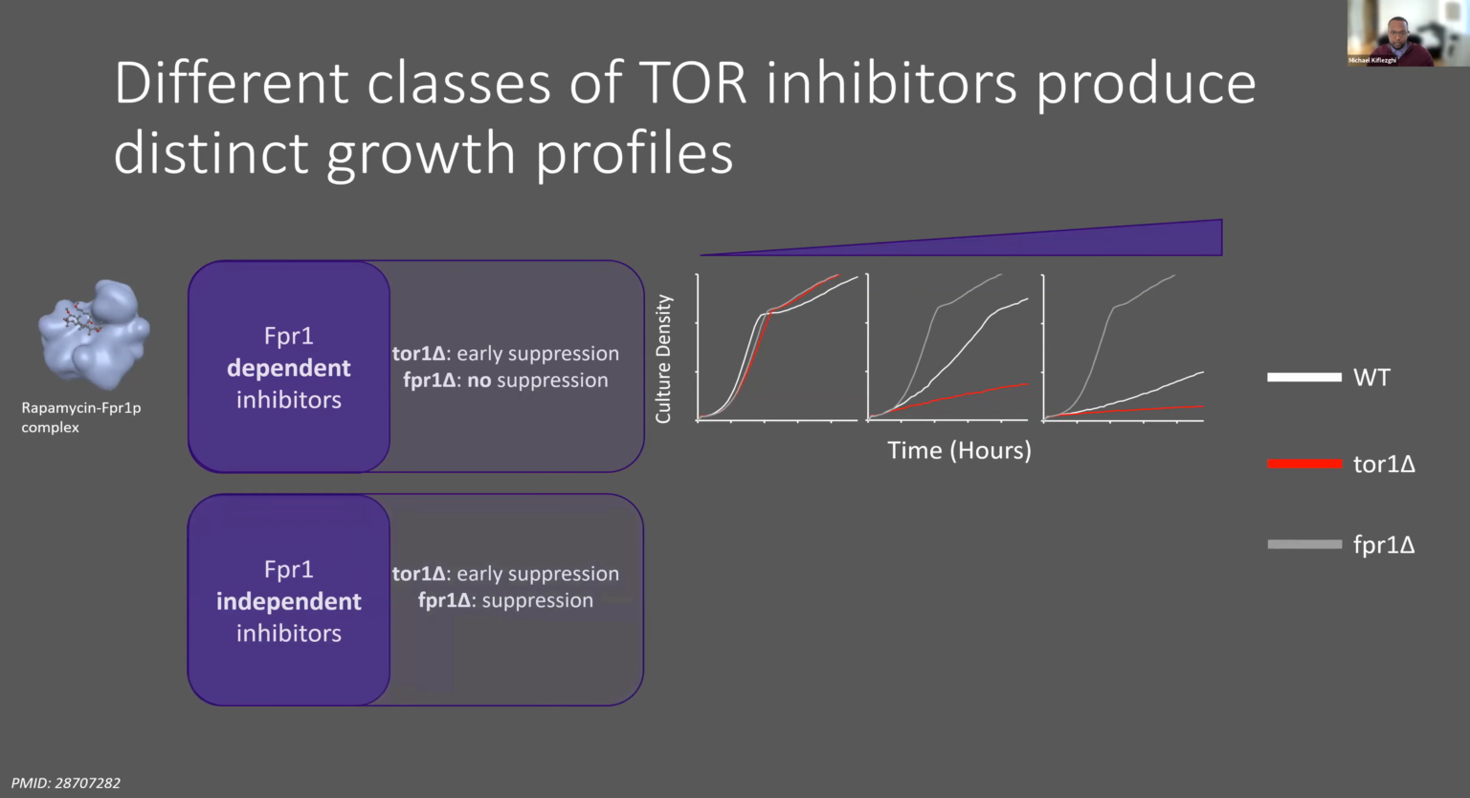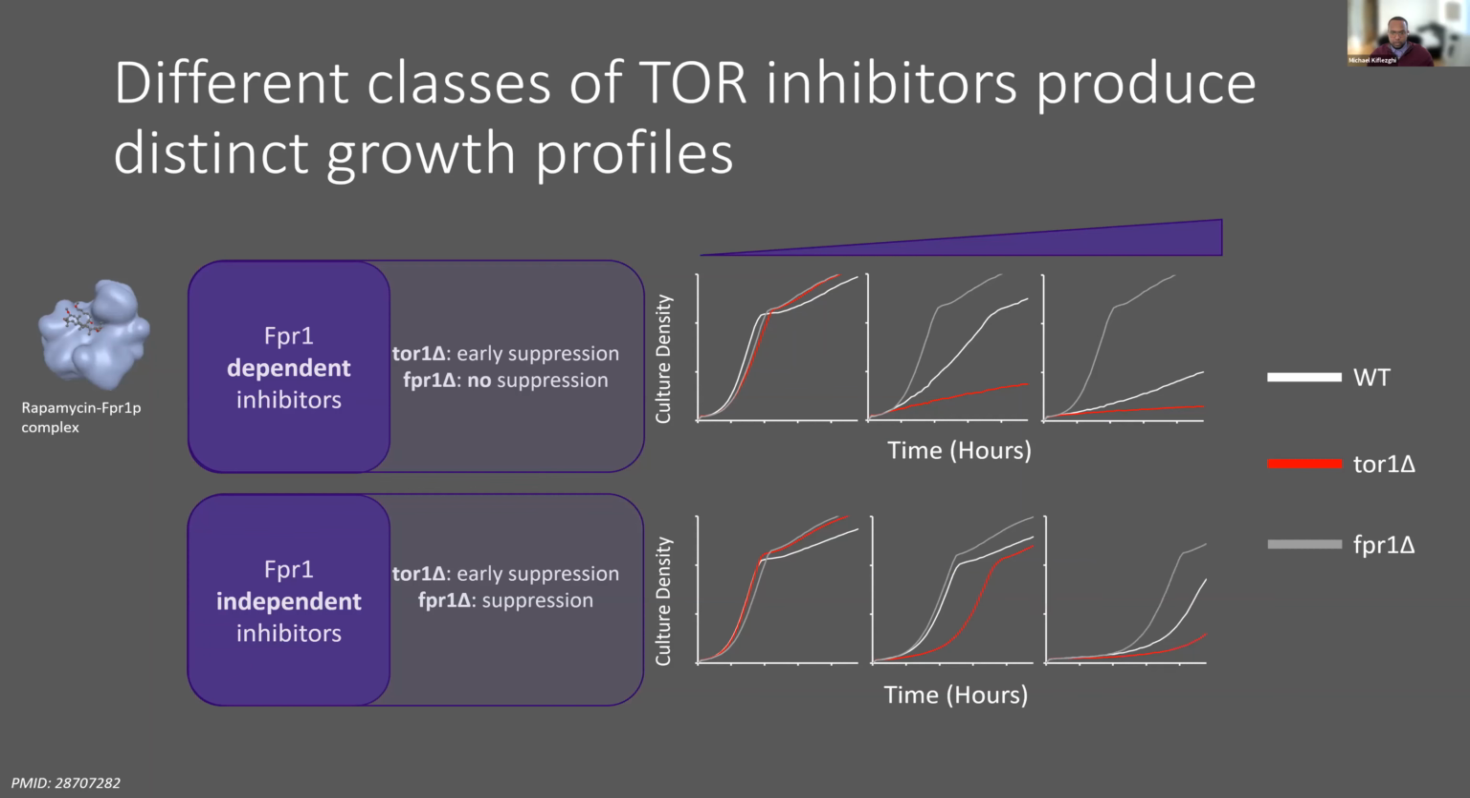FPR1 independent inhibitors inhibit TOR signaling through a mechanism distinct from FPR1 dependent inhibitors. Here, the ATP competitive inhibitor TORIN1 produces a similar response, wherein the hypersensitive TOR1 deletion strain is hit harder than the rest at low doses. As dose increases, the FPR1 deletion strain also succumbs to growth suppression. It was actually a surprise to us that this assay would be able to not only detect TOR inhibitors, but discriminate between different classes of TOR inhibitors, giving us information on likely mechanisms of action.